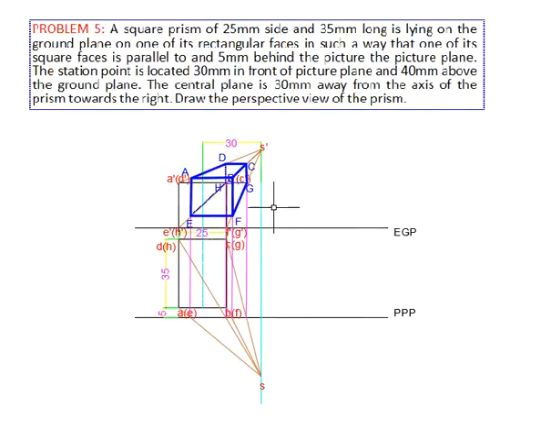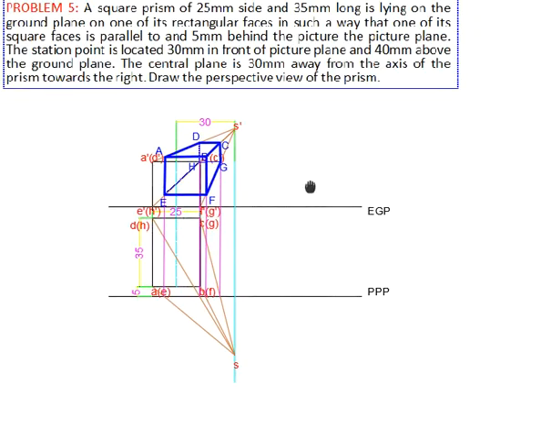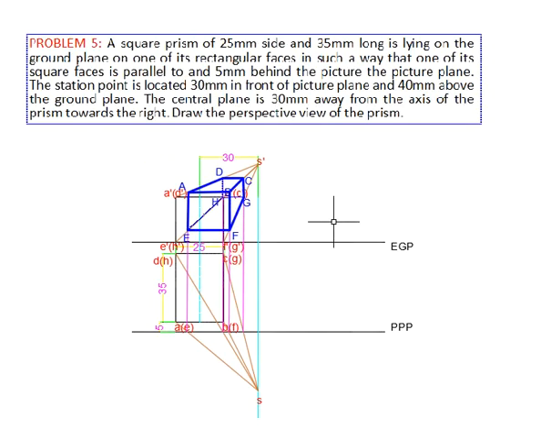So this is the perspective of the square prism resting on HP or ground plane with one of its rectangular faces. See, the station point is on the right side, that's why we are getting a perspective like this. Hope you understand this. Thank you.